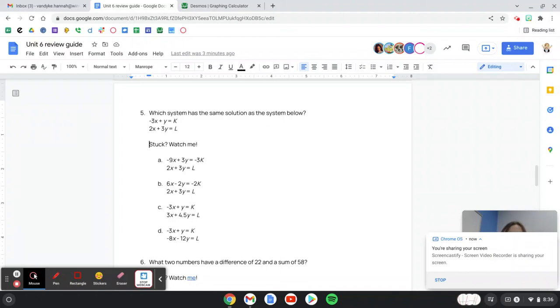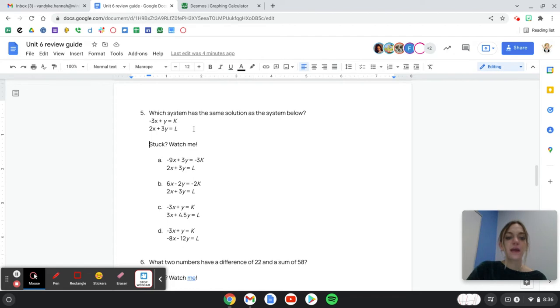Number 5 says, which system has the same solution as the system below? And then we have two equations. Now, before we get started with this, I want to show you something in Desmos.